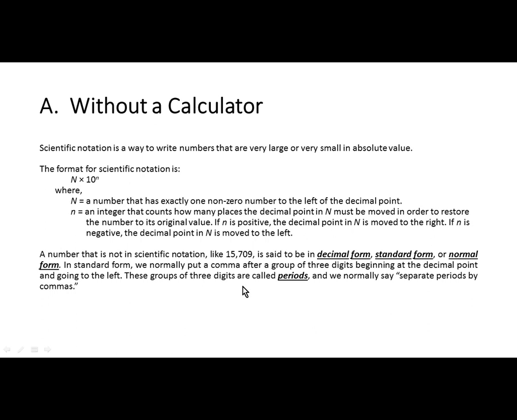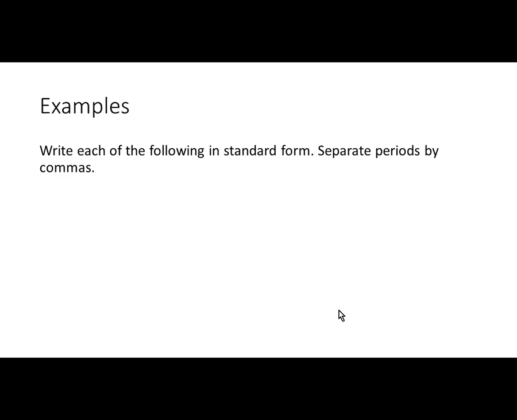These groups of 3 digits are called periods. There's a period. There begins another period. And we normally separate periods by commas. So write each of the following in standard form. Separate periods by commas. So I've got 4.013 times 10 to the 7th.